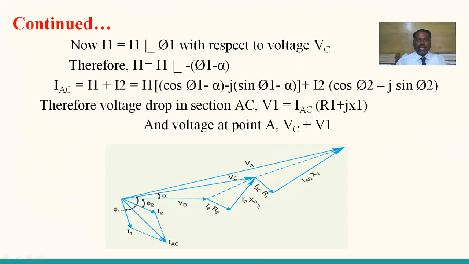So this phasor diagram belongs to the power factor referred to the respective load voltages. This alpha has to be considered into account and then calculate the magnitude of current. So in the next class we will continue the problems belonging to the voltage drop calculations in AC distributor. With this we will stop this class. Thank you.